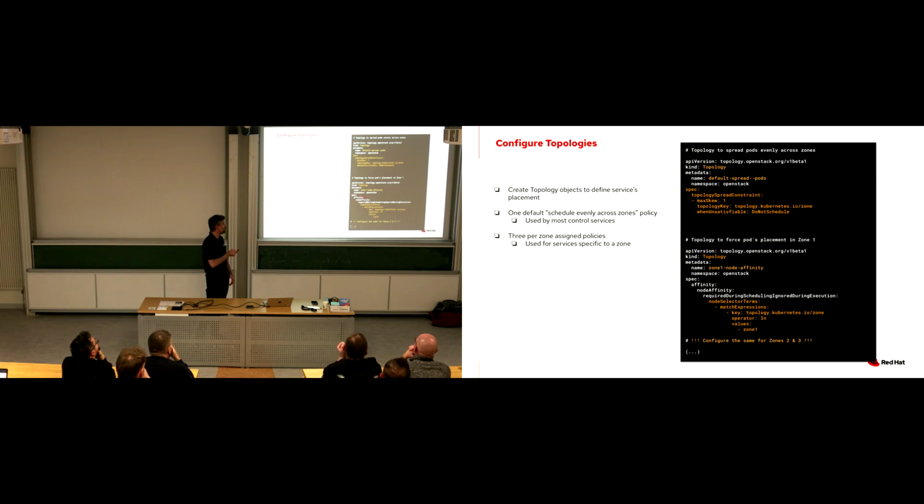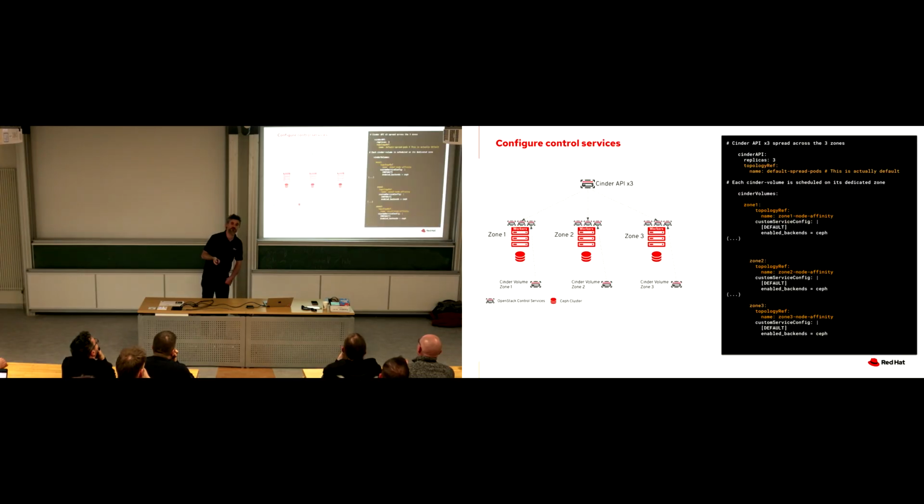And then we have one topology per zone for the services that are meant to be bound to that zone, right? Like Cinder volume, right? I want Cinder volume in zone 1. How do I do it? Zone 1 node affinity. I reuse the key I just mentioned here, value equals zone 1, right? Same thing for 2 and 3.